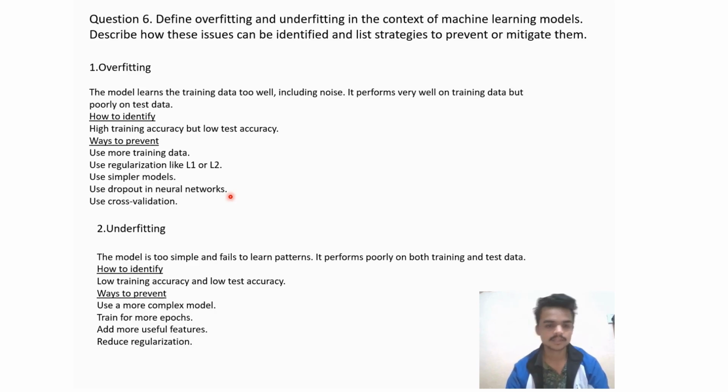Underfitting. The model is too simple and fails to learn patterns. It performs poorly on training data and test data. How to identify: low training accuracy and low test accuracy. Ways to prevent: use a more complex model, train for more epochs, add more useful features, reduce regularization.